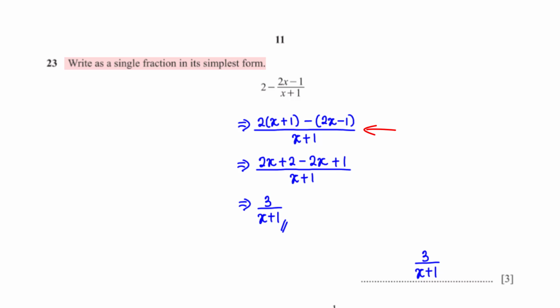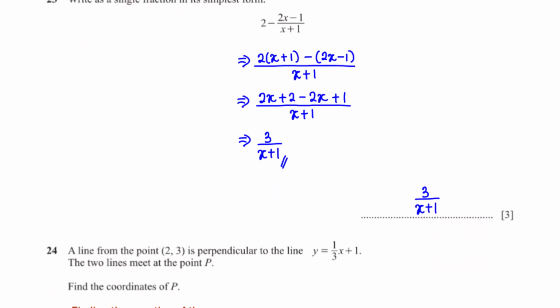When we expand the brackets, 2 times x is 2x. 2 times 1 is 2. Negative 1 times 2x is negative 2x. And negative 1 times negative 1 is positive 1. 2x minus 2x is 0. 2 plus 1 is 3. And so our final answer here is 3 over x plus 1.